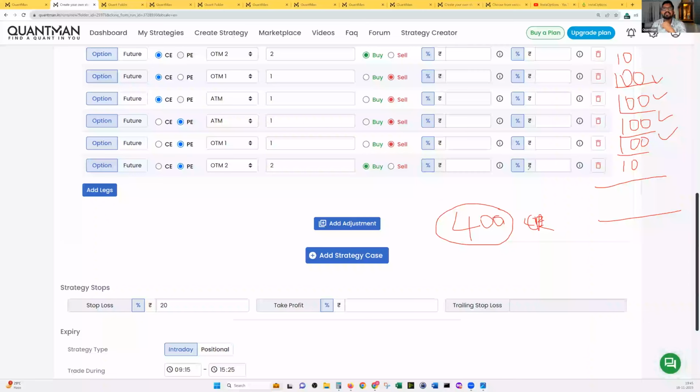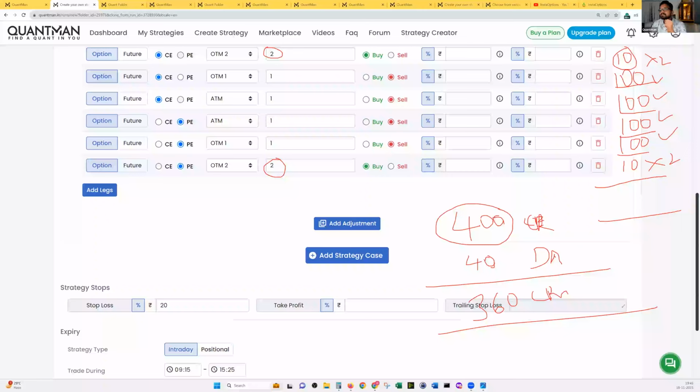Now I'm going to buy 2 lots of 10 premium. Just mark this. Which means 10 into 2, 20 over here and 20 over here, so a debit of 40 premium. Now you combine this, and you get 360 as your combined premium. You guys understood, right?